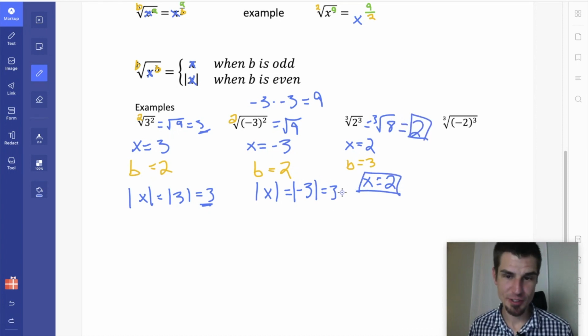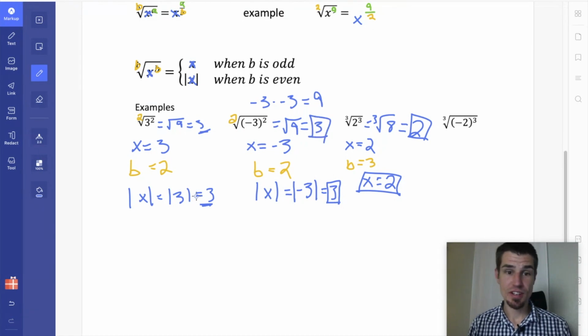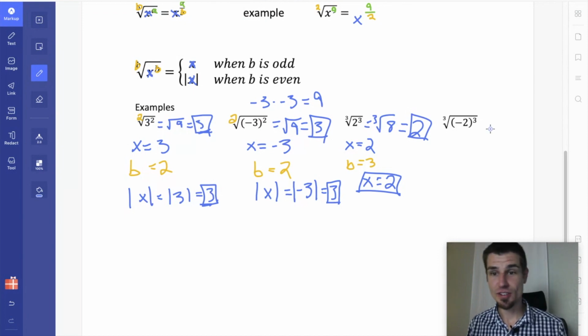Let's go ahead and box our other answers. Here we said the answer was 3. So the square root of negative 3 squared was 3. Here I underlined it. Let's go ahead and box that. Okay. We said the square root of 3 squared is 3. 3 here. So let's continue.